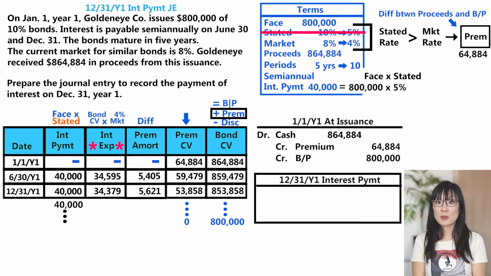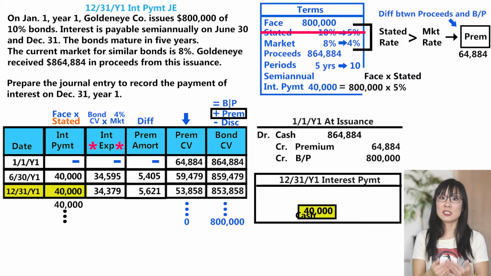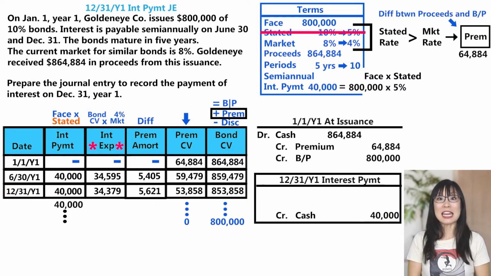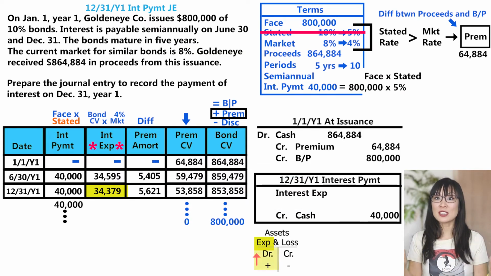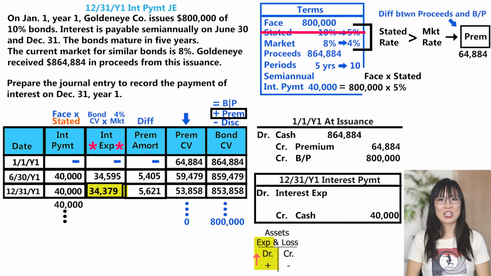The first column is the interest payment. What's the account when you make a payment? That's cash, and we're paying 40,000. Cash is decreasing, that's a credit. Next, interest expense. This is an expense we're incurring. Expense increasing, that's a debit, 34,379.